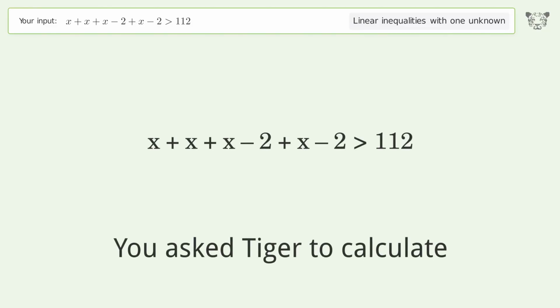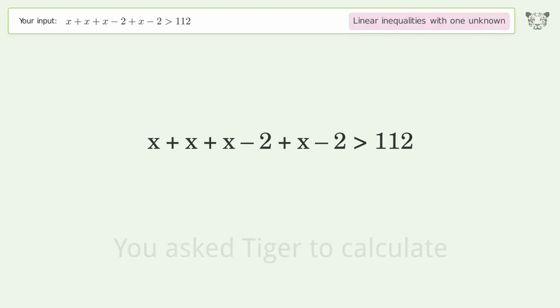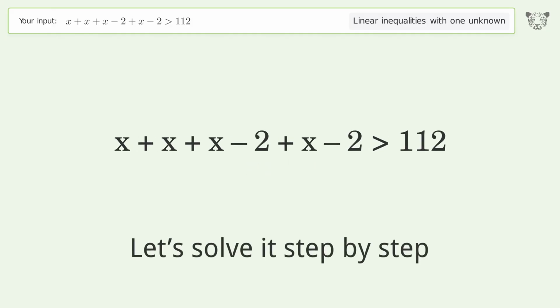You ask Tiger to calculate. This deals with linear inequalities with one unknown. The final result is x greater than 29. Let's solve it step by step.